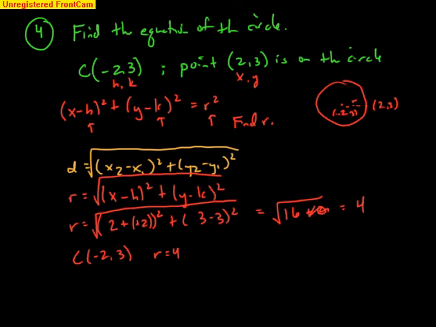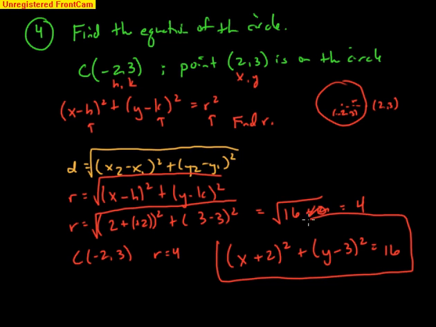Okay? And that equation is going to be x minus a negative 2, which is x plus 2 squared, plus y minus 3 squared equals r squared, which is 16. So pay very close attention to this problem. Practice it once or twice. But again, find the radius, then just plug that in with the center into the equation.